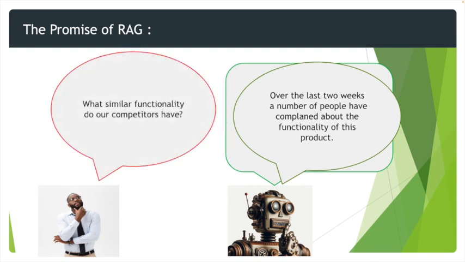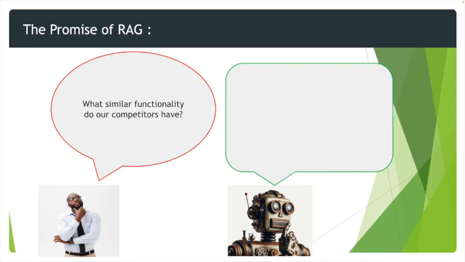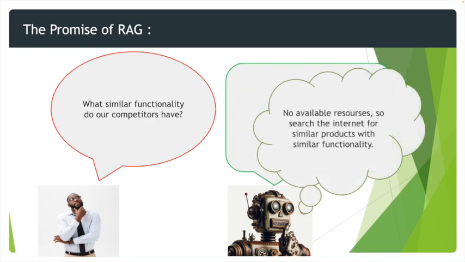Moving on from that, you might have a question, well, what functionality do our competitors have? And the large language model says, well, okay, think about this, but I actually don't have any resources with which to answer this question. So maybe the best thing I can do is go out there and do a search of the internet, get back some information about the competitors and their products, find something relevant, and try to answer the question. So essentially, this is how diverse it can get.